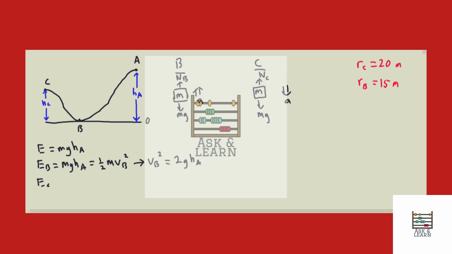And same thing at point C. Total energy at point C is equal to mg times height A. Now we have a mix of potential and kinetic energy, so it's going to be equal to mg times height C plus 1/2 m VC squared. And so we can say that our VC squared is equal to 2g times (HA minus HC).